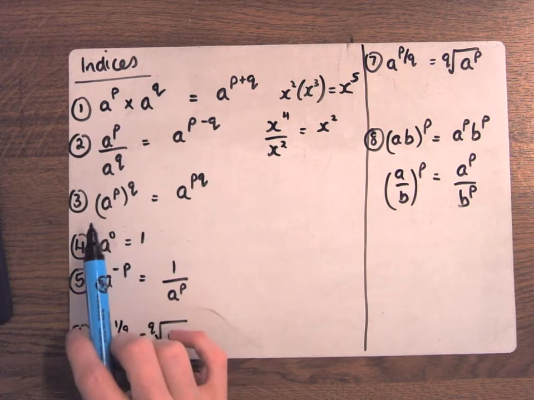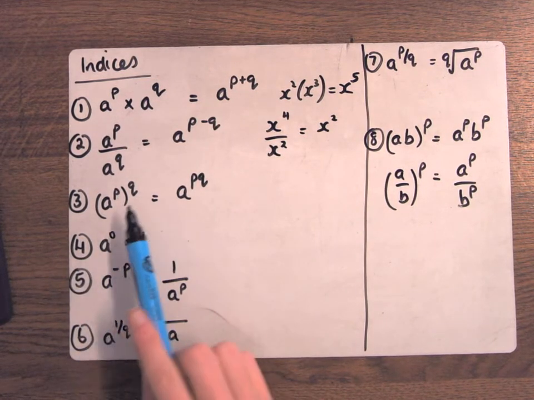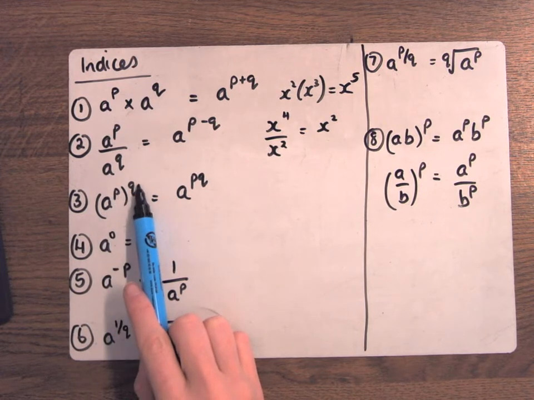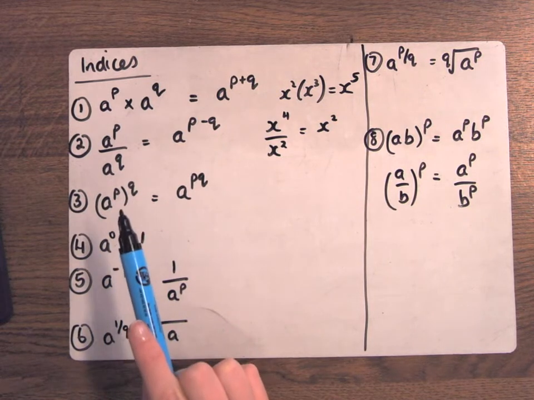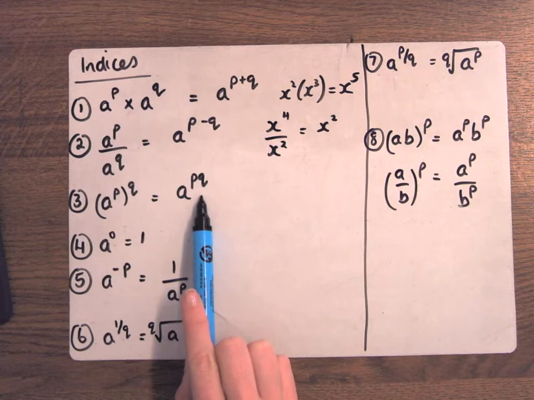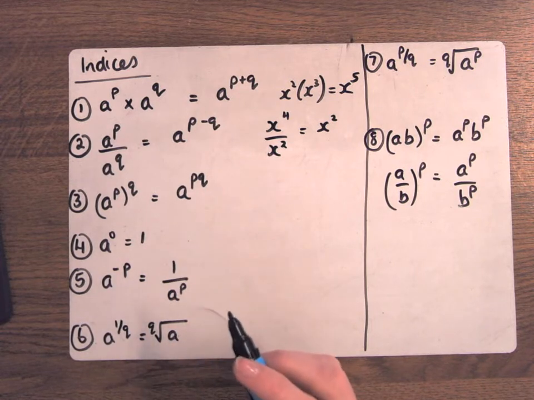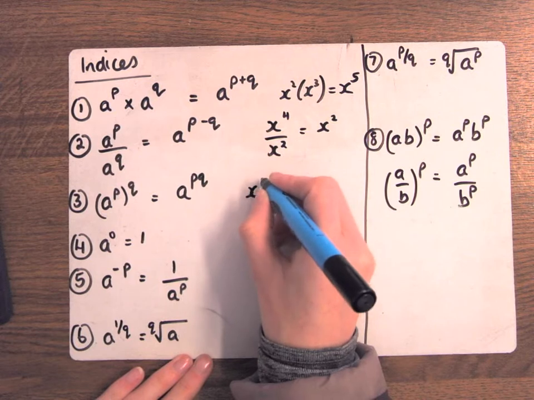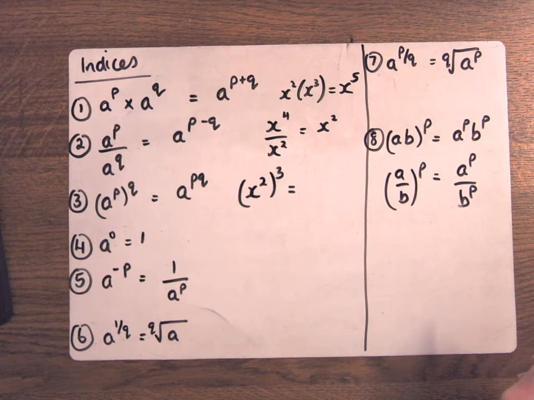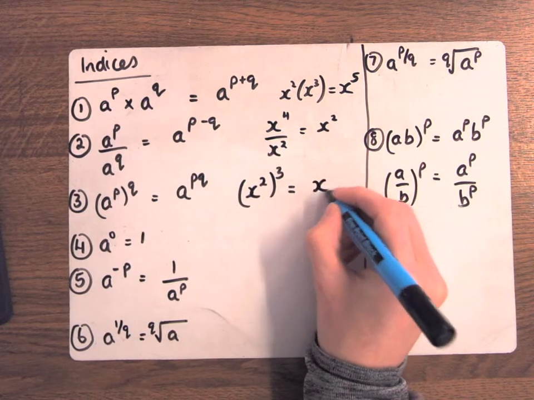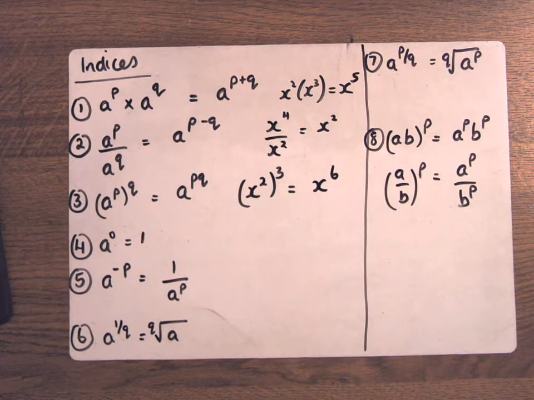Here, this one is one I want you to write down. Power, bracket, power, multiply. If you have a power and then a bracket and another power, you're raising one power to the other. You multiply. So x squared to the power of 3 is x squared by x squared by x squared. But instead of adding 2 plus 2 plus 2, you can just multiply 2 by 3. Power, bracket, power, multiply.